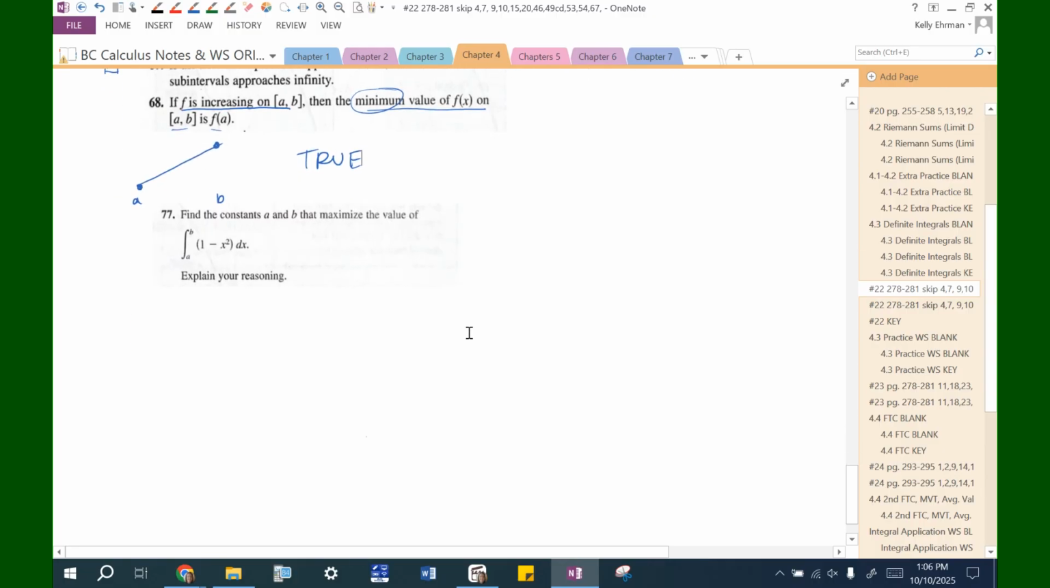And then 77, find the constants a and b that maximize the value of this. Explain. I think the fastest way to do this is just graphically. This is one we can graph very easily. Here is the 1 minus x squared graph. It's a parabola. It's got zeros of plus or minus 1. Hits a max of 1 right there. So what would those have to be? Well, the maximum positive area goes from negative 1 to 1. So a equals negative 1, b equals 1. I'm sure you could do this with optimization, but you really don't need to. You can check my answer key if you want to see the optimization, but the largest positive area would have to be from negative 1 to 1.